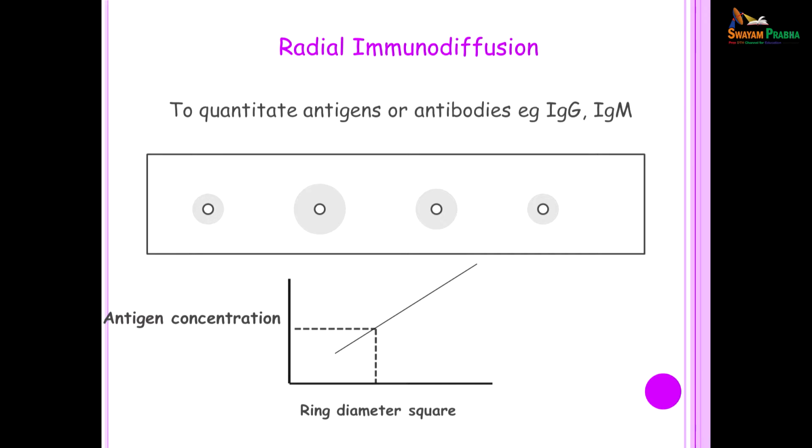Now, we measure the diameter and draw a graph of antigen concentration against ring diameter square. And we can take this diameter square and find out the concentration of the unknown sample.